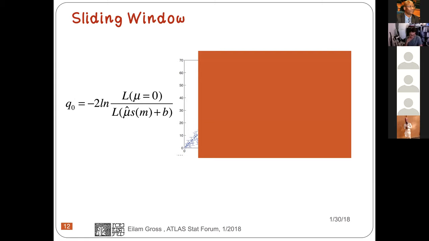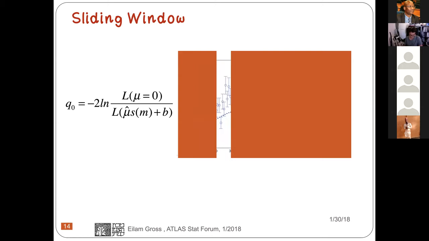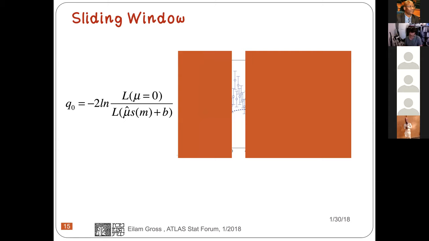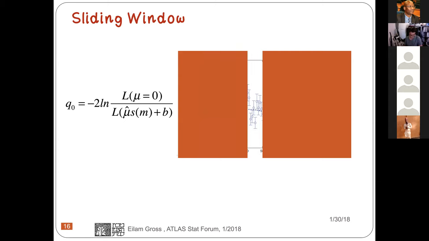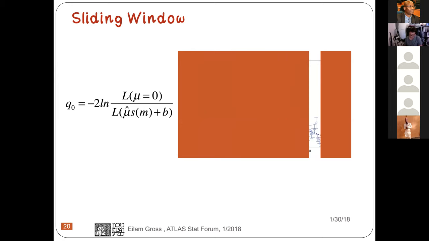So for example, here I use a sliding window. In this window I look for the fluctuation. The Q will be very, very small because there's no fluctuation here. I move the window, there is a little bit of a fluctuation here, so the Q will be a little bigger. I move here, now I see a real fluctuation that will give me my 2 sigma or 3 sigma. Move on, now the fluctuation is reduced.